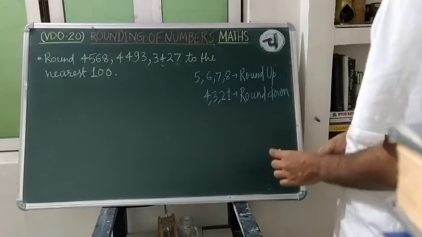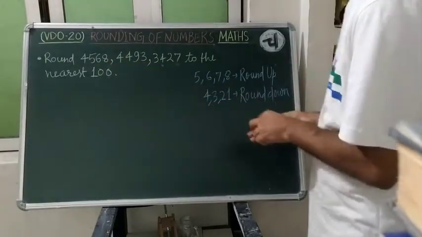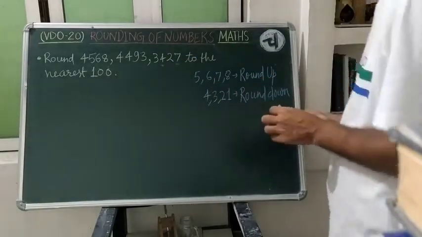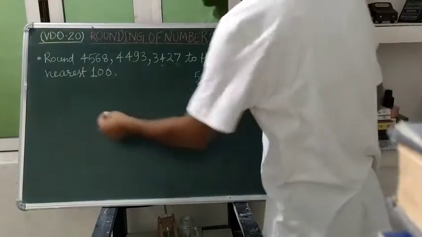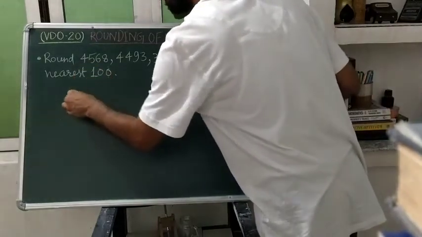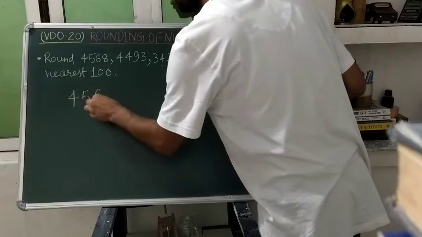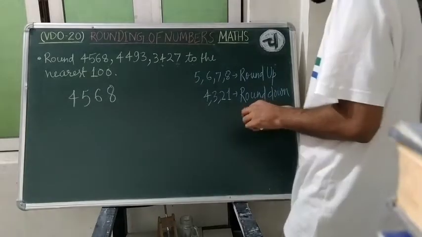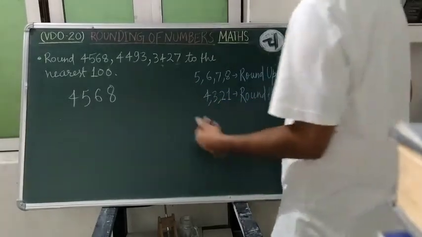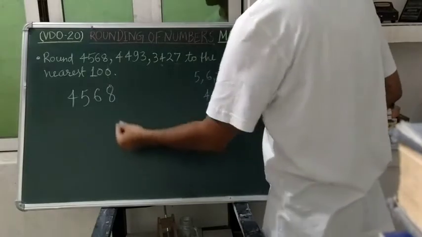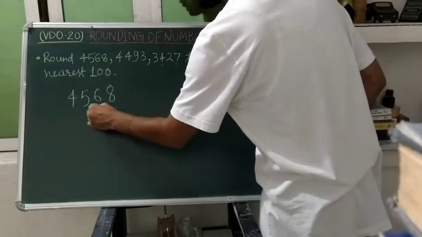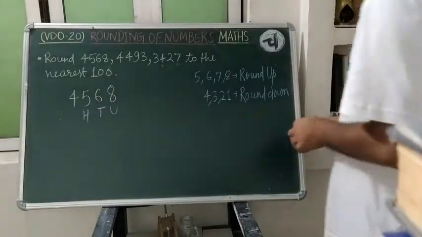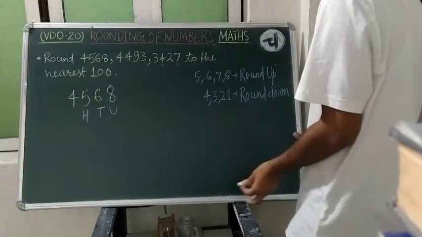Next, they are saying to round 4,568, 4,493, and 3,427 to the nearest 100. First we select 4,568, and we want to round it to the nearest 100. So the nearest 100 means the hundreds place, where 5 is present.